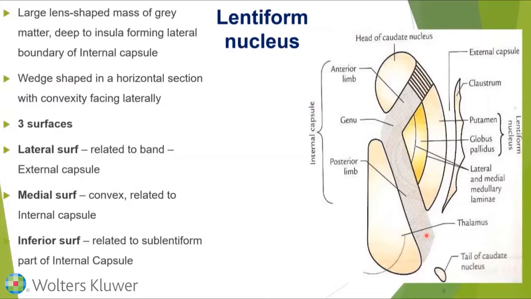Lentiform nucleus. The suffix form means similar to or alike. Lenti refers to lens, which we would have studied in school: concave lens, convex lens. So this lentiform nucleus resembles a lens in its shape. It's a large lens-shaped mass of grey matter, deep to insula, forming the lateral boundary of internal capsule.